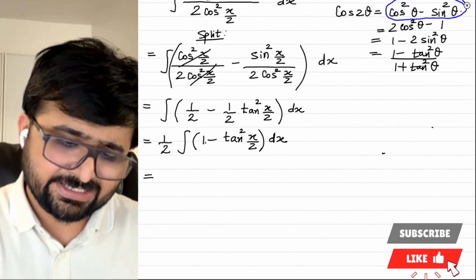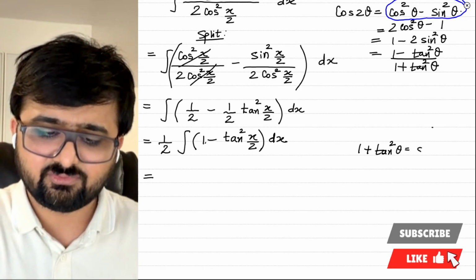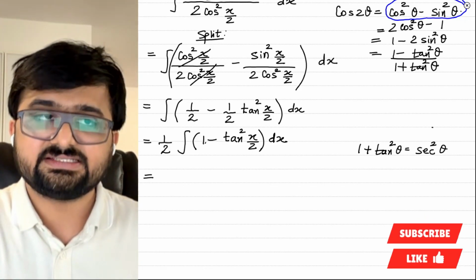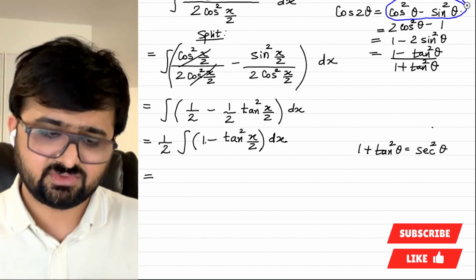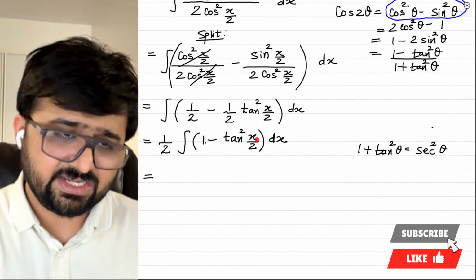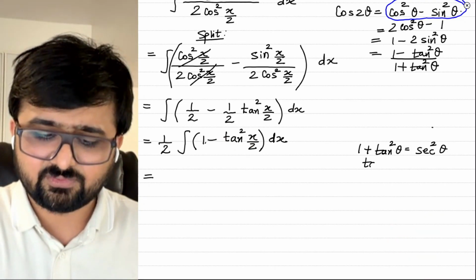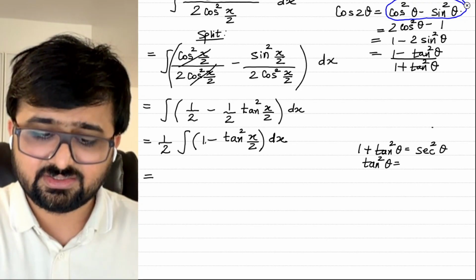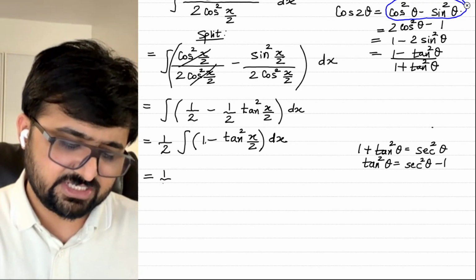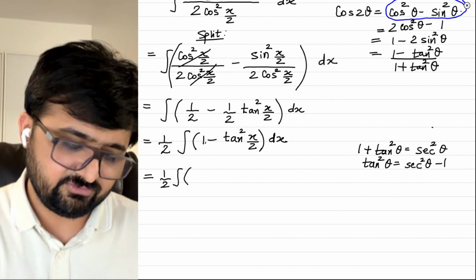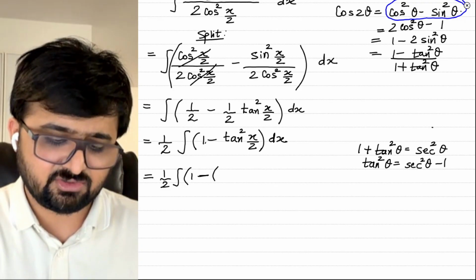Now we know the identity for 1 plus tan square theta. We know that 1 plus tan square theta is sec square theta, but there is no identity for 1 minus tan square theta. So basically what we can do is substitute the value of tan square theta from here. We know tan square theta is sec square theta minus 1. So just substitute that value. So half integration of 1 minus, put a bracket. After minus, always put a bracket.